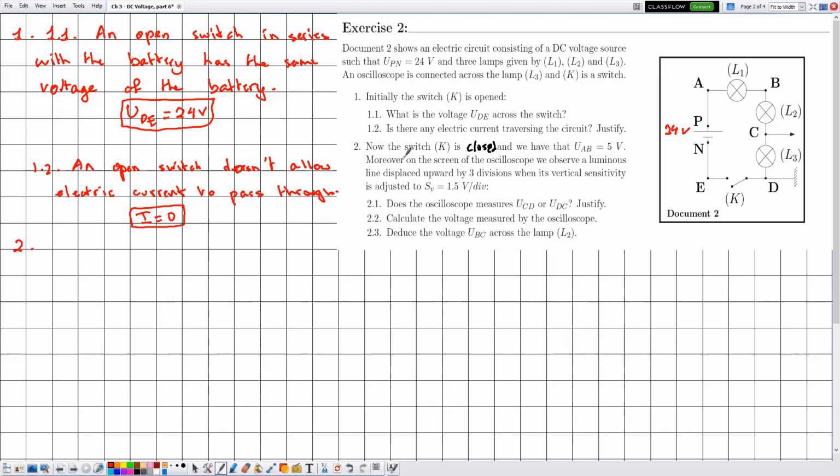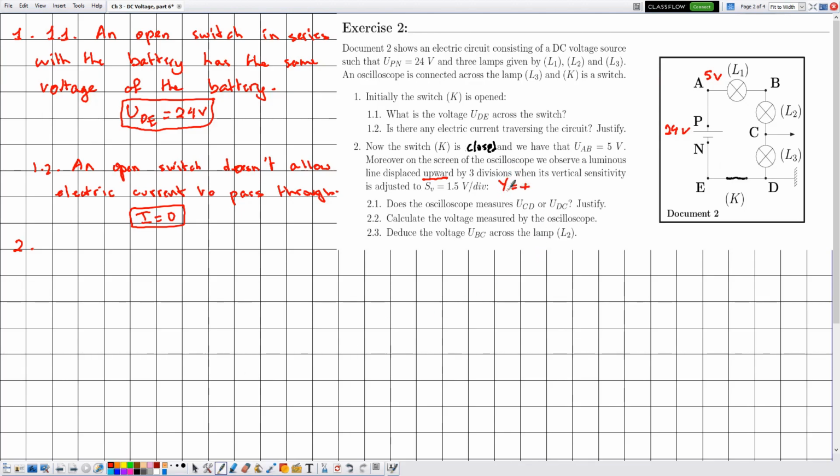Now in part 2, they are telling me the switch K is closed and we have that UAB is equal to 5 volts. So the voltage of the lamp L1 is given by 5 volts. Moreover, on the screen of the oscilloscope, we observe a luminous line displaced upward. So the luminous line is displaced upward. Let me close the switch. So displaced upward means that the value of y is positive.